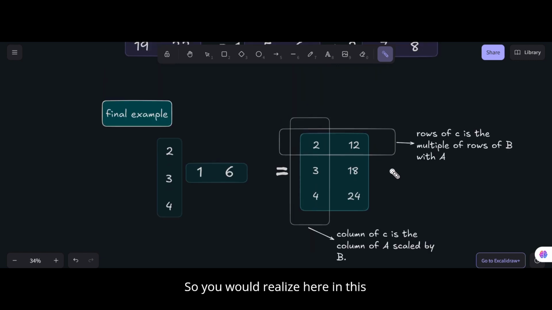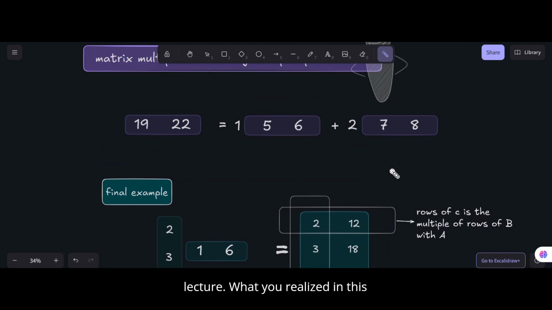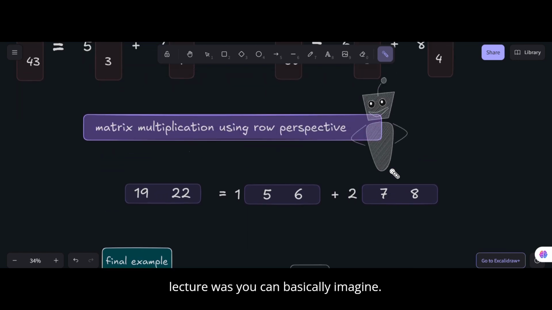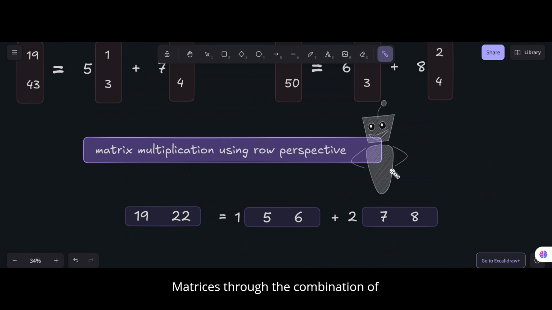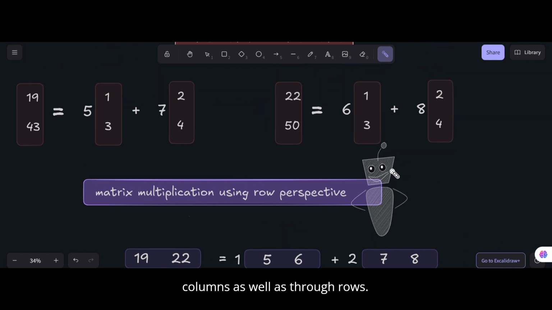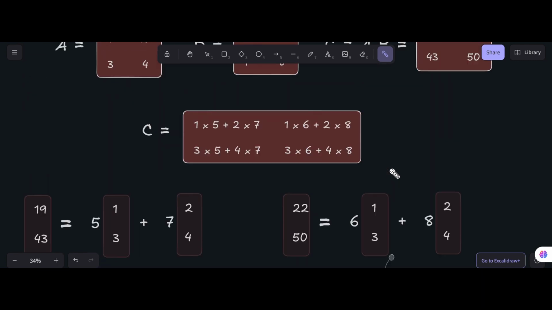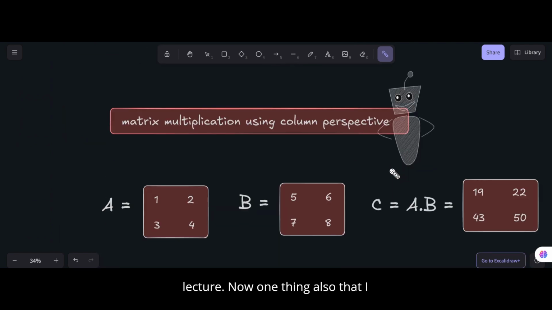So what you realized in this lecture was that you can basically imagine matrices through the combination of columns as well as through rows. Okay, so that was it for today's lecture.